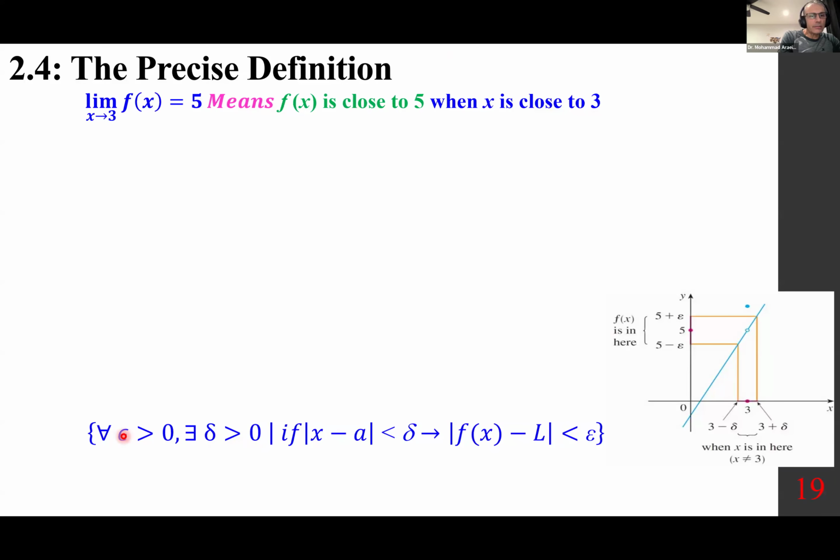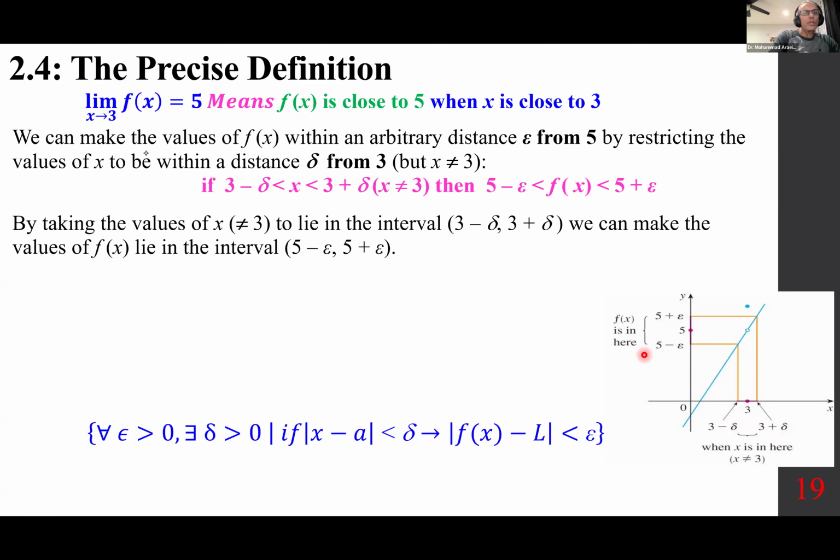So I'm going to read this. This statement reads: for whatever epsilon larger than 0, there exists a delta larger than 0, such that if the absolute value of x minus a is less than delta, where a is 3 in here, look at the distance from both sides. That's why we use an absolute value. Then the absolute value of f of x minus L, in this case L is 5, is less than epsilon.